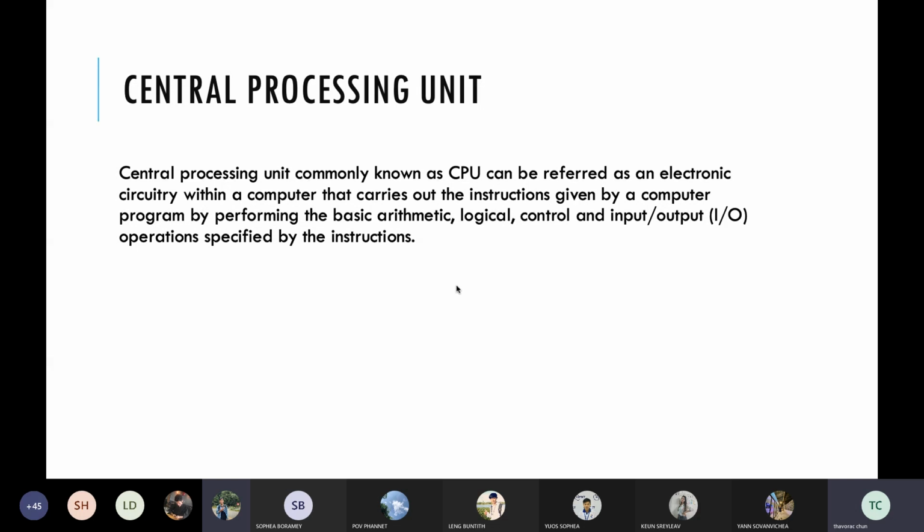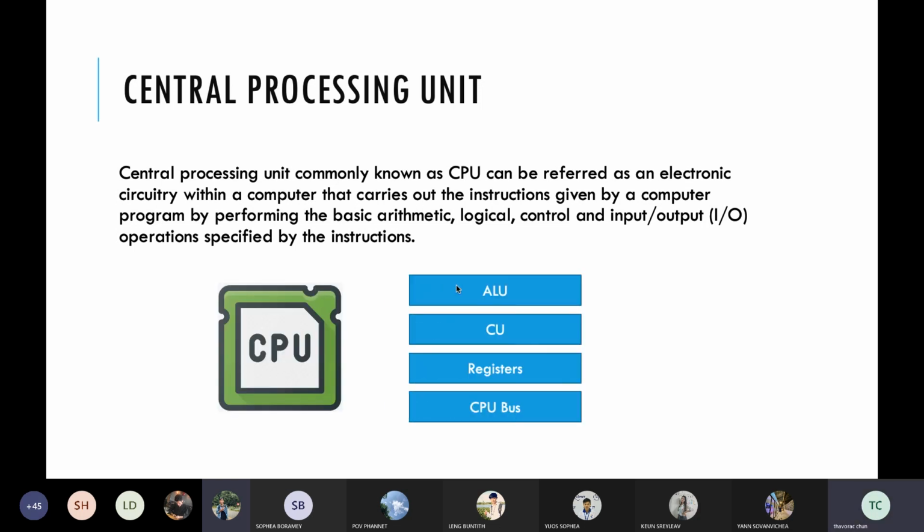And when they are combined together, it can process much more complicated operations. In any case, the CPU is the brain of the computer, which is used to operate on the data.